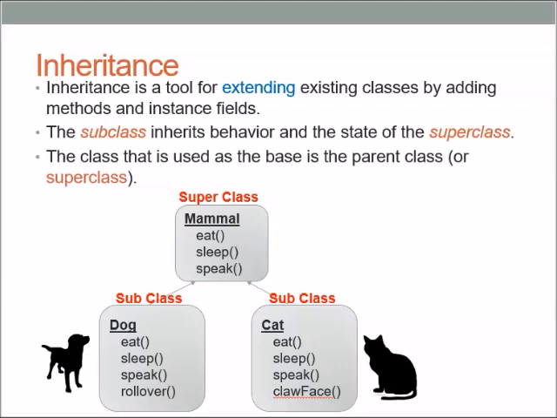Now, dogs and cats are both mammals, and they would still get the same methods that exist in the mammal class if we make dog and cat subclasses of the mammal class. So they would get eat, sleep, and speak, but then maybe they have other methods inside them too. So they're kind of like a mammal, but better, more specific. A cat, for example, could eat, sleep, speak, and also claw face as a method. Or a dog could also have a rollover method. So the class that's used in the base is the parent class, or what's called the superclass.